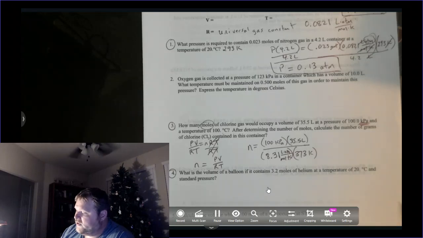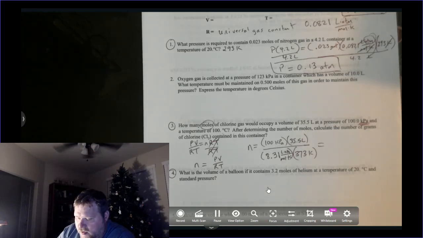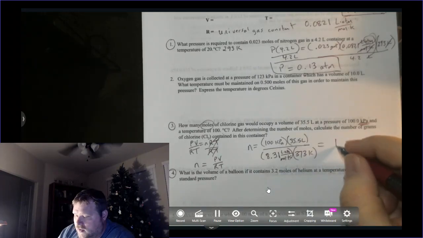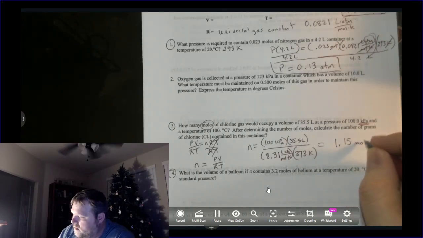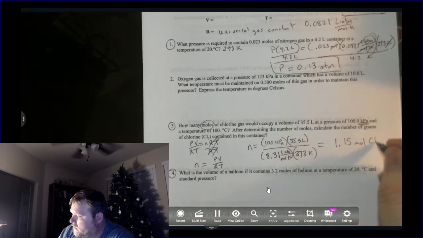We've subbed our numbers in. Everything's already in its proper place, so we can just simplify. So 100 times 35.5 divided by 8.31, and then one more time divided by 373. So we get 1.15 moles of chlorine gas.